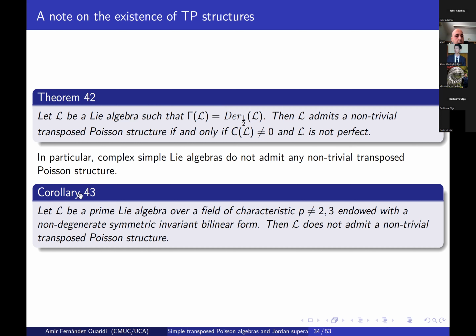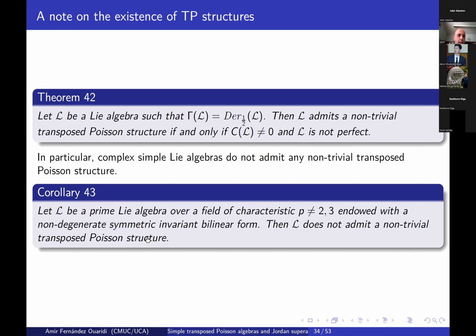Also, as a corollary, which is obtained also using the result by Filipov, is the following. If we have a prime Lie algebra over a field of characteristic P with a non-degenerate symmetric invariant bilinear form, then L does not admit a non-trivial transposed Poisson structure.